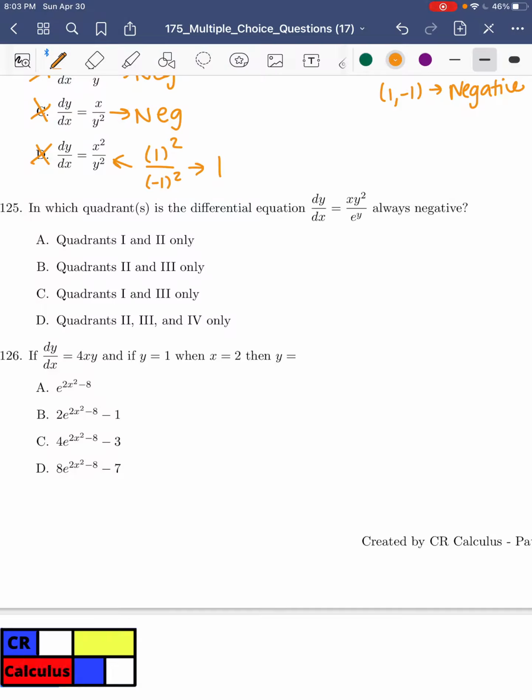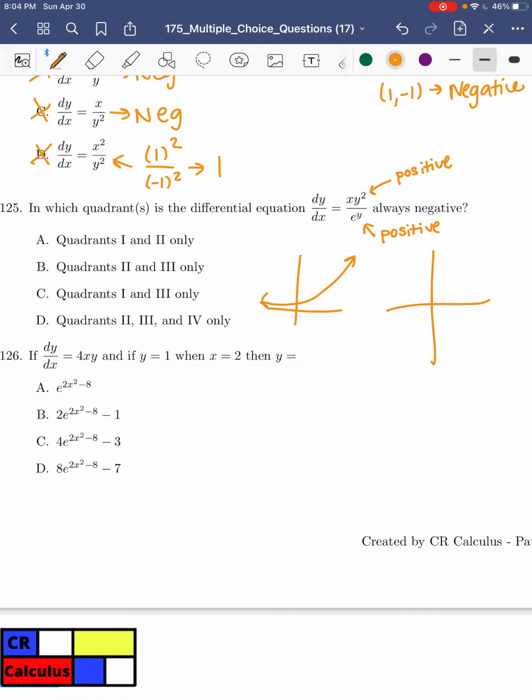Okay, 125 wants to know which one of these quadrants would make it always negative. So if I look here, I have x times y squared. That means we don't care what y value we have, it's always going to be made a positive on top because it's squared. And then I have e to the power of y. So if you think about what e looks like, it looks like this. So e is never negative, so this one's always going to be positive also. So really, our y values do not matter here. It only depends on x.